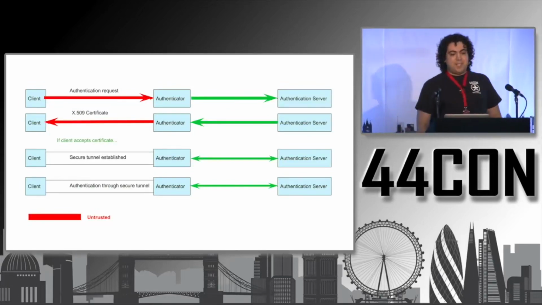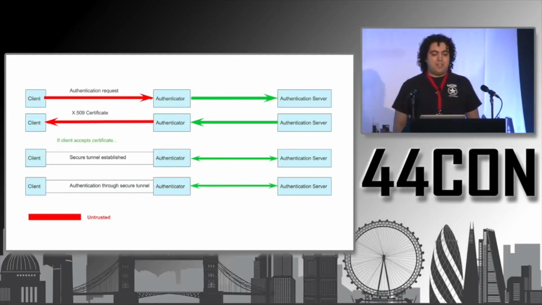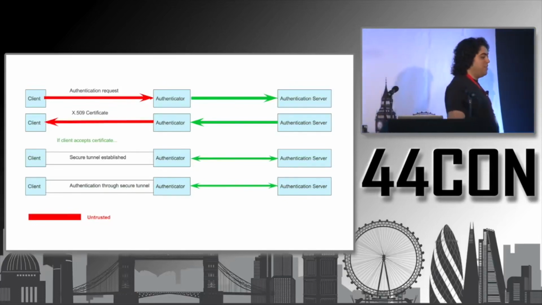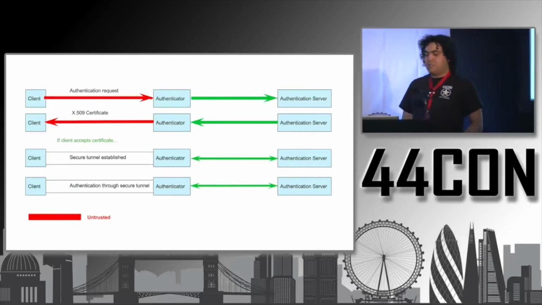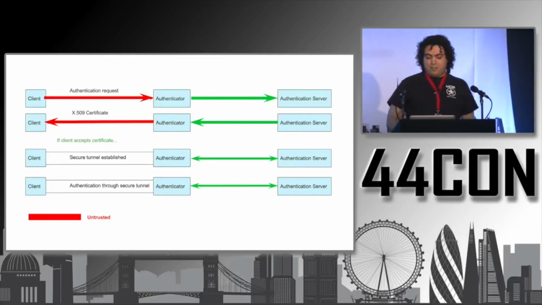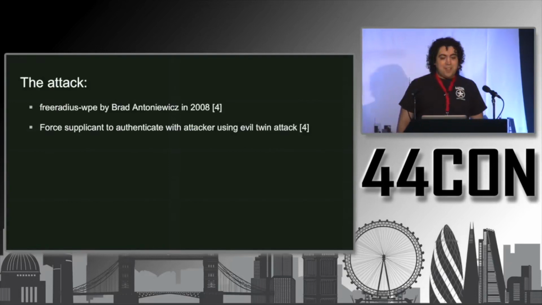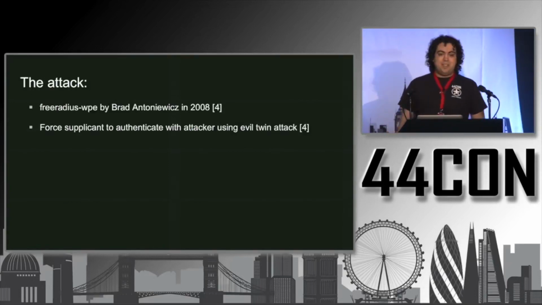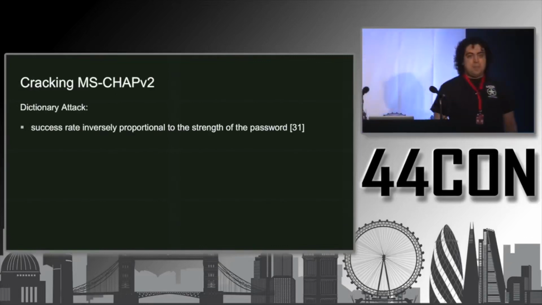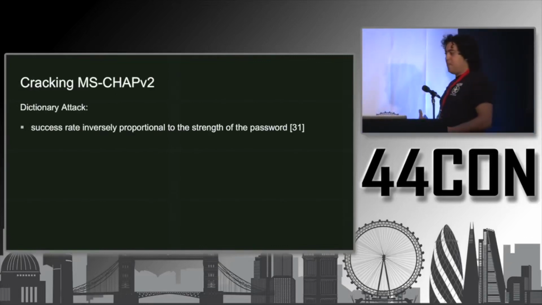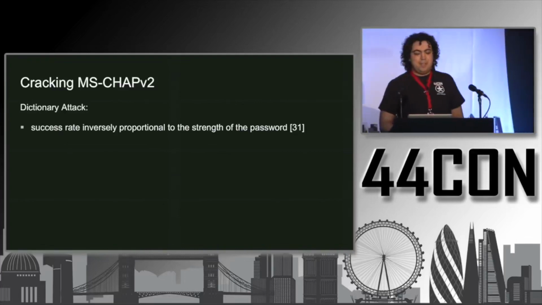So if the client accepts that X509 certificate, it actually will proceed to perform that inner authentication through that secure tunnel with the attacker, and that gives the attacker a challenge and response that can be cracked offline to obtain RADIUS credentials. Once again, this is not a new attack. This has existed since 2008, so it's pretty widespread.